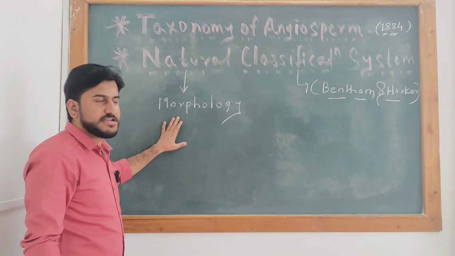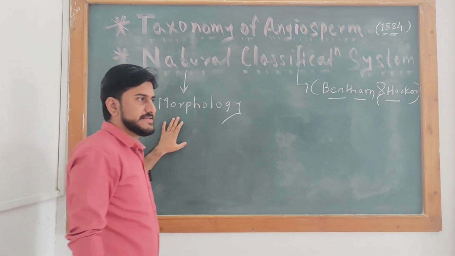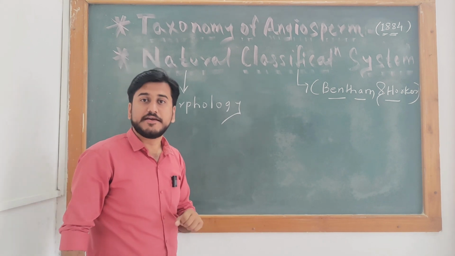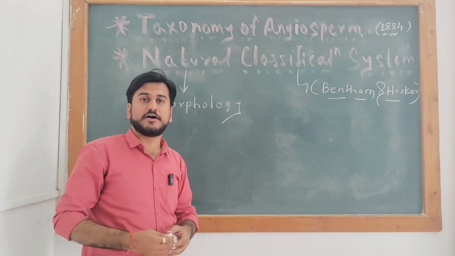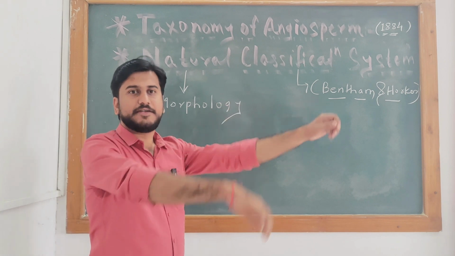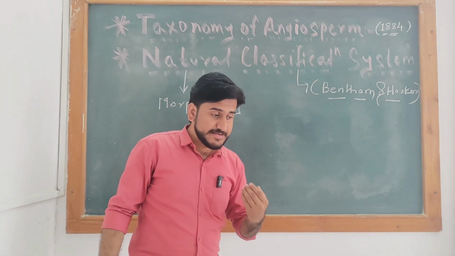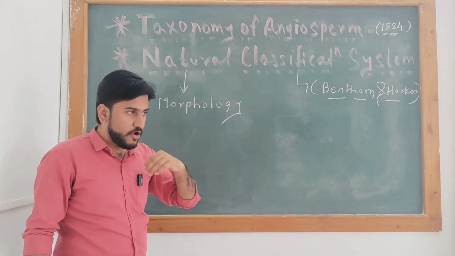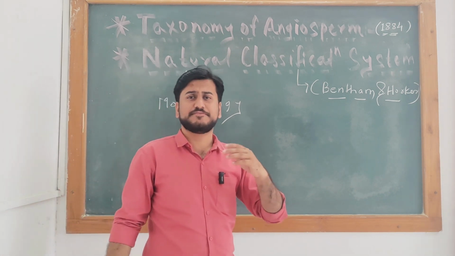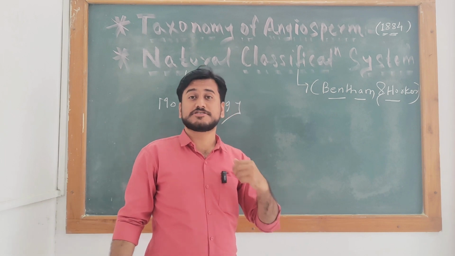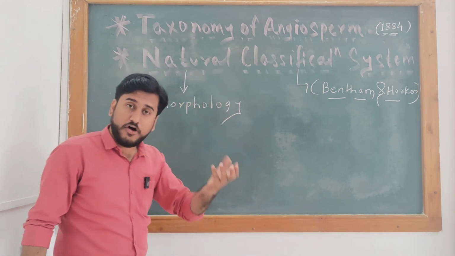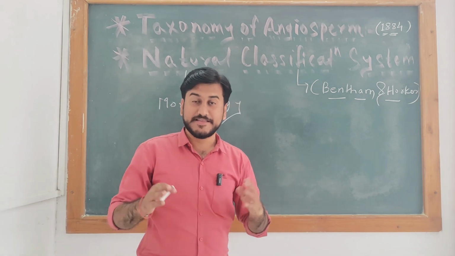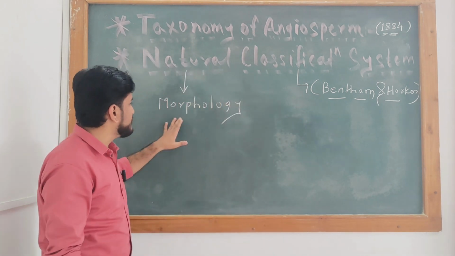What is morphology? Morphology means the study of the external appearance of the plant body. It means you have to go into the field and observe any plant body. Externally you have to observe the plant or parts of the plant, for example leaf, stem, root or the flower. All these parts you observe with your naked eyes. This concept is known as morphology.